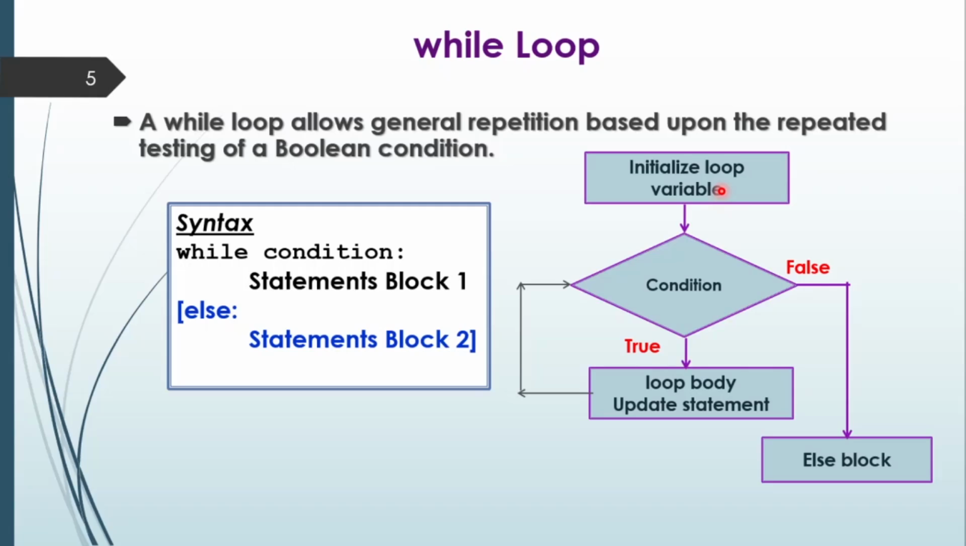For every while loop, there will be a loop control variable. This loop control variable should be initialized first. After that, a Boolean condition will be evaluated. If the condition is true, the loop body followed by the update statement of the loop control variable will be executed. This set of statements will be repeatedly executed until the condition becomes false. When the condition is evaluated to false, the else block will be executed.